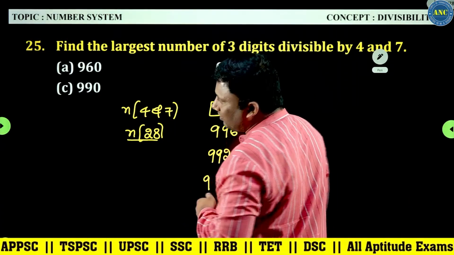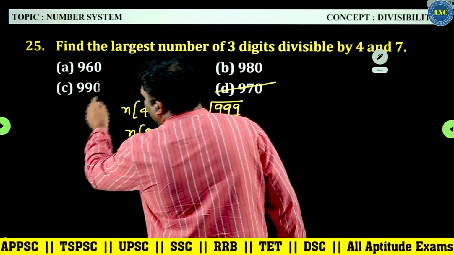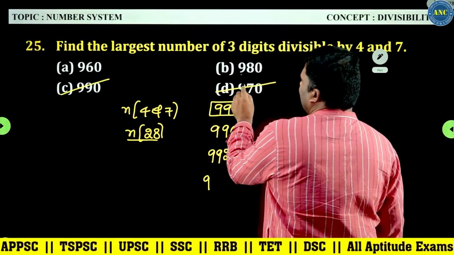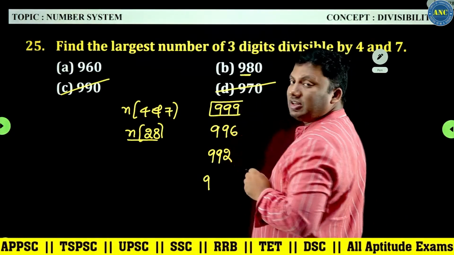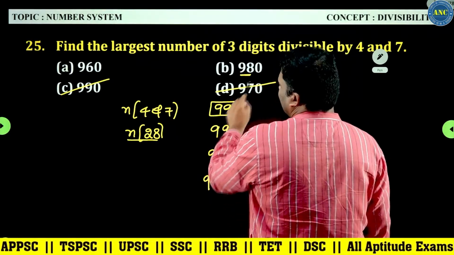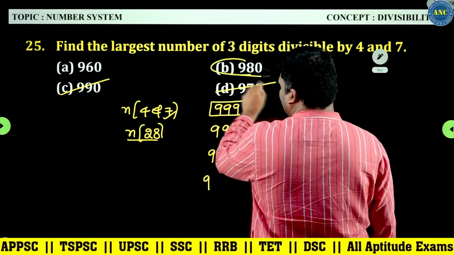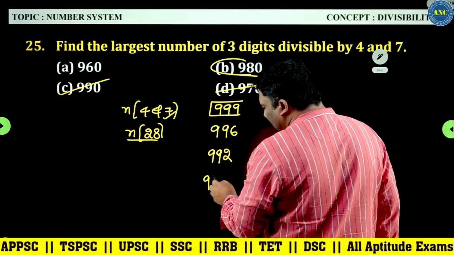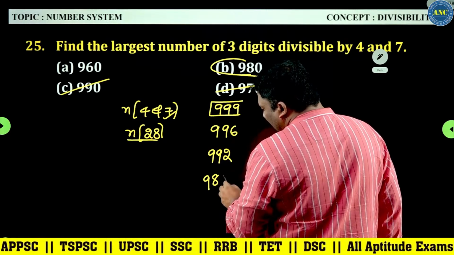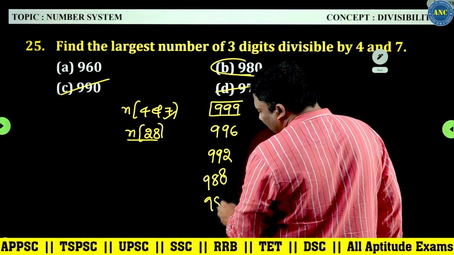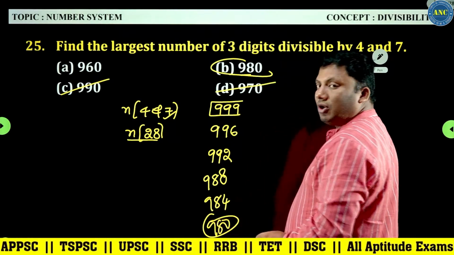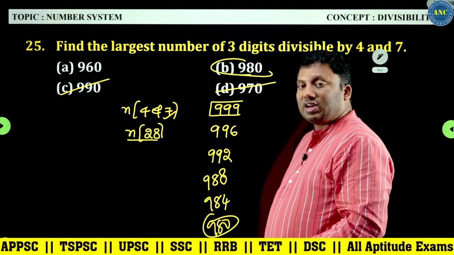970 not divisible by 4. 990 not divisible by 4. Largest 980. 714s are right, 980. It is divisible by 7. Answer options are there. You can directly go ahead or keep on subtracting till you get it. It is 988, 984, 980. So 980, it is divisible by 4 and 7. Answer for this question is 980.